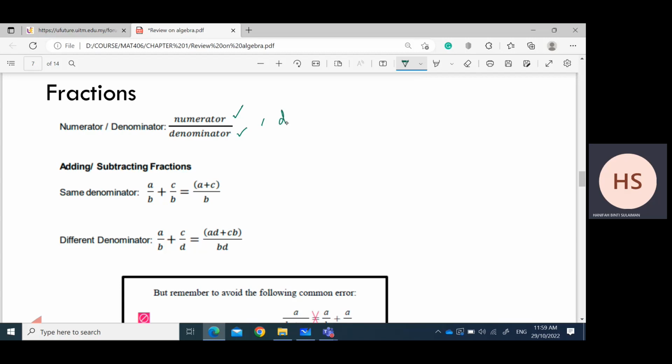Okay, so as you know, denominator, it cannot be equal to 0. Dia tak boleh jadi kosong. Kalau denominator 0, so maknanya the function is undefined. Okay, so bear in mind the denominator cannot be equal to 0.